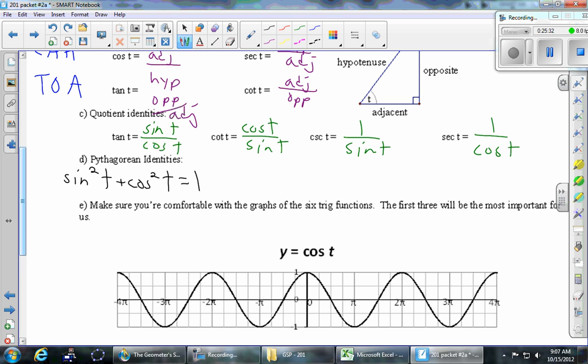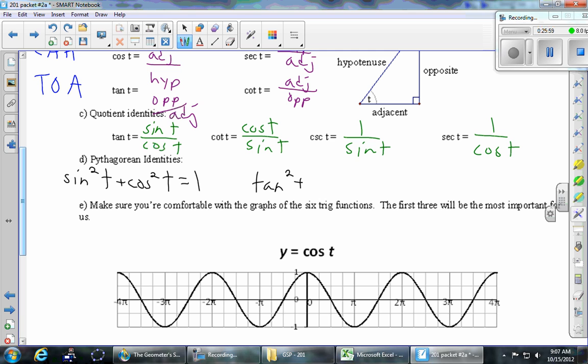I said there were 3 of these things. I can never remember the other 2, so I always have to figure them out on the fly every time I need them. But to figure out the other ones, you could take everything in this equation and divide by cosine squared. If you divide by cosine squared, what does this first thing become? It's sine over cosine, which is also known as tangent. So if I divide this guy by cosine squared, it becomes tangent squared.